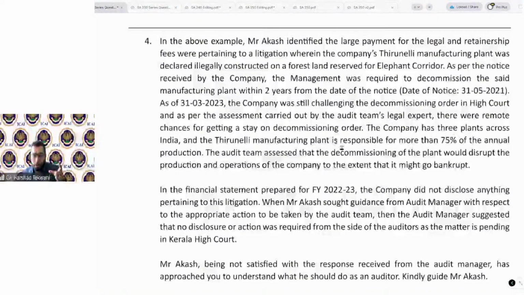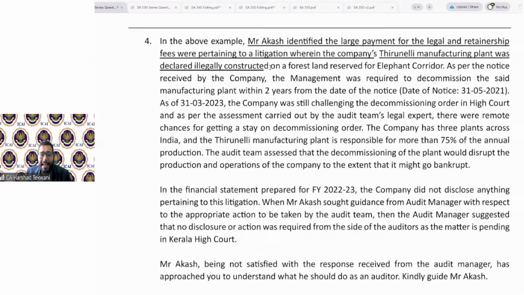In continuation to that question only, like he identified high retainership fee, Mr. Akash identified large payments. In continuation to that, I have another question, like a case study. Mr. Akash identified large payments for the legal and retainership fees that pertained to litigation where the company's Thirunelli manufacturing plant was declared illegally constructed on forest land reserved for the elephant corridor. As per the notice received by the company, the management was required to decommission the said manufacturing plant within 2 years from the date of notice.